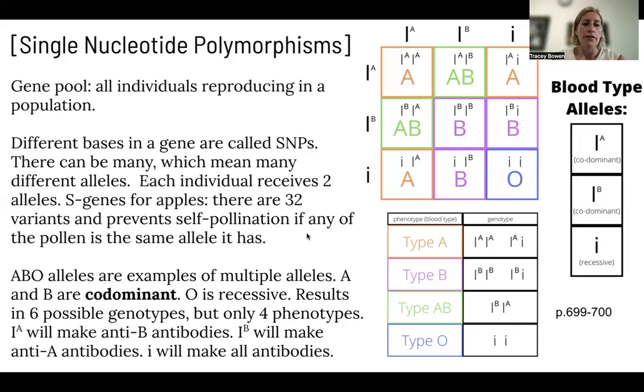And so if you have A blood, it's going to make anti-B antibodies, which means that you will have antibodies in your blood that combat B blood. So if you got a blood transfusion with B blood, then your blood would clot and you would die because those antibodies would attach onto the B antigens. And if you had B blood, you would make anti-A antibodies.